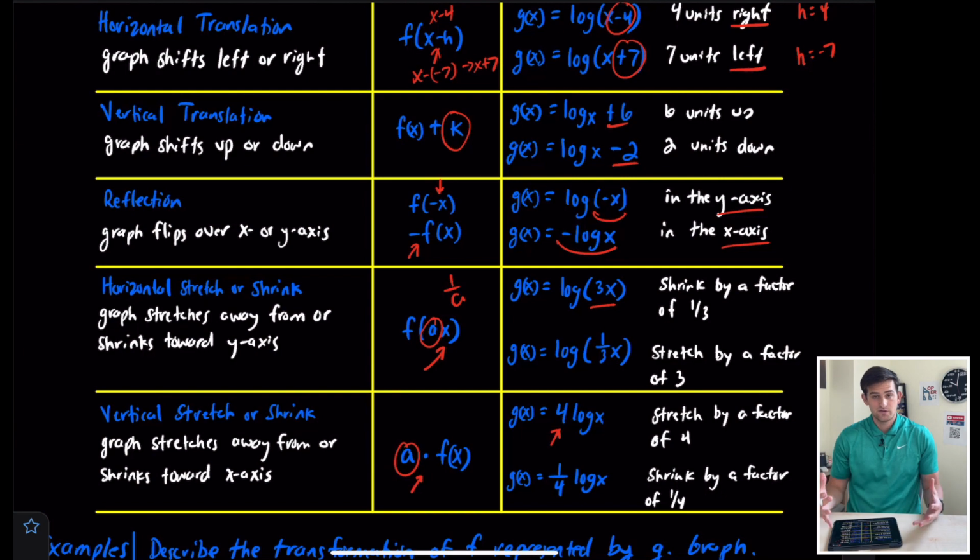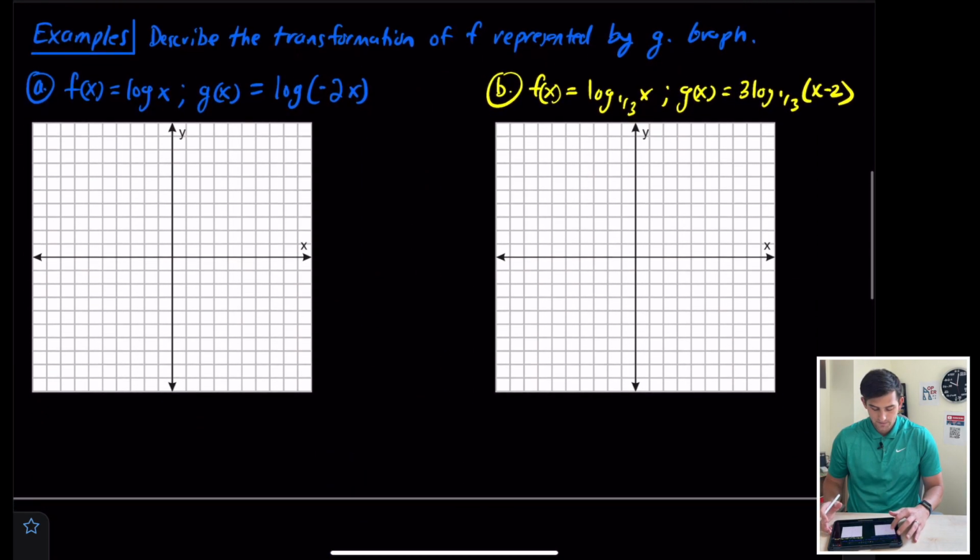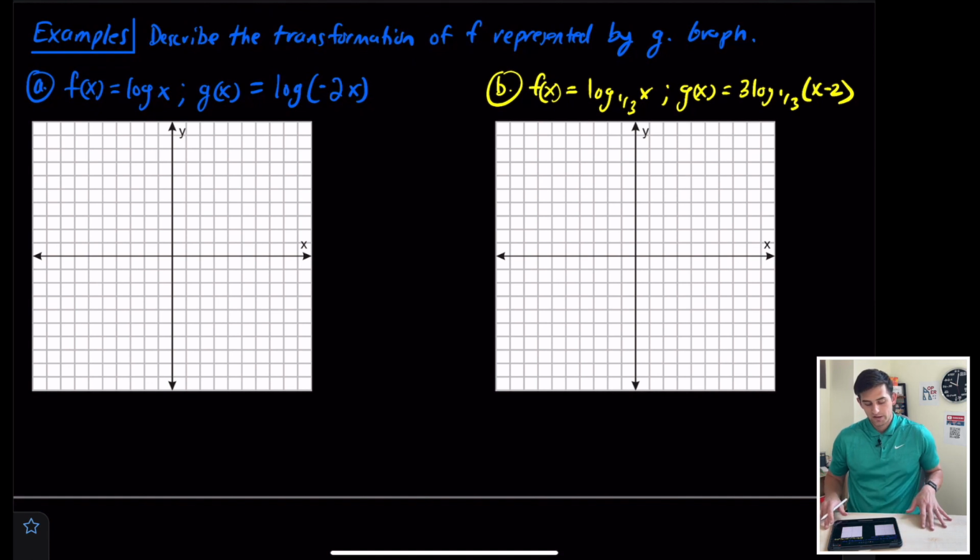Like I've said, we've seen these transformations numerous times. We're now just applying them to logarithmic functions. So we're going to do two examples here. We're going to describe the transformation of f represented by g, and we're going to graph. So for a, we have f of x equals log of x, and g of x equals log of negative 2x. So if we think of log of x, that's like having a common log, right?